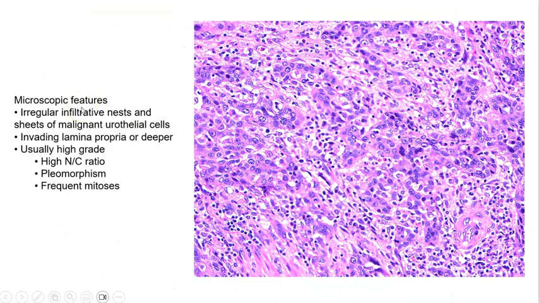And just to recap the microscopic features of invasive urothelial carcinoma, we have irregular infiltrative nests and sheets of malignant urothelial cells. They invade into the lamina propria or deeper, and usually these will demonstrate high-grade features such as high nuclear cytoplasmic ratios, nuclear pleomorphism, and the presence of frequent mitotic figures.